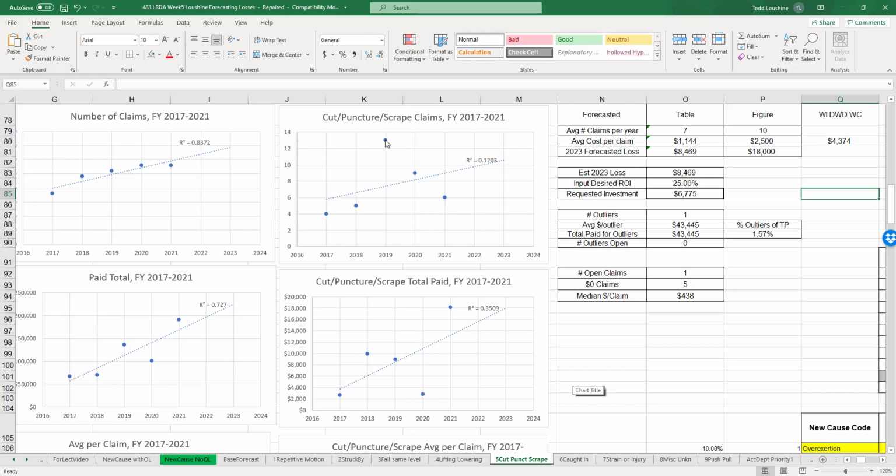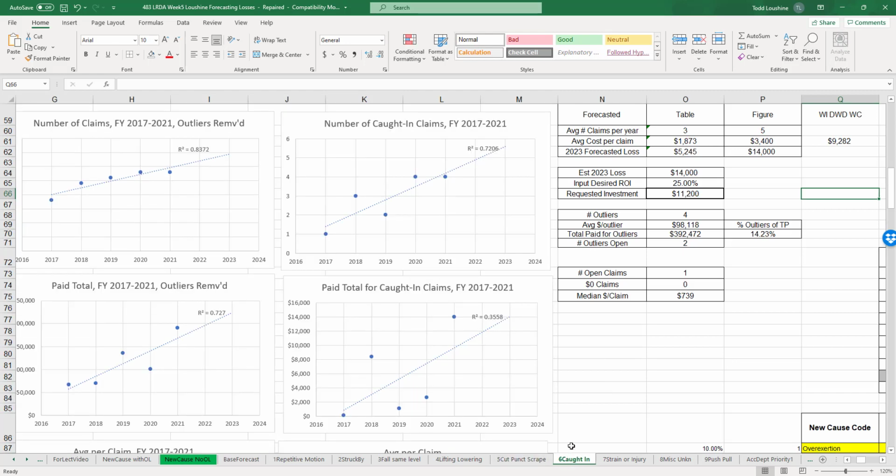For cut, puncture, scrape. The number's angling up, so there's a big thing in 19. There's a big thing in 21 here. Don't really like it, so I went with the lower of the two. And there's 43,000 there. So I was more comfortable going conservative there. The overall average is right about there.